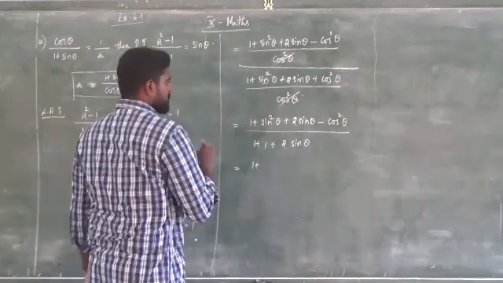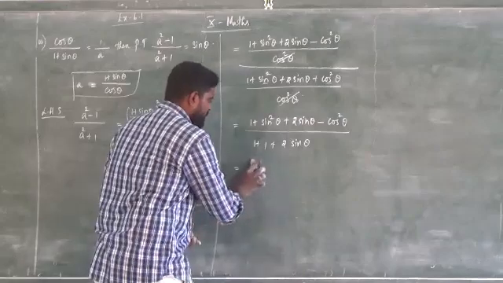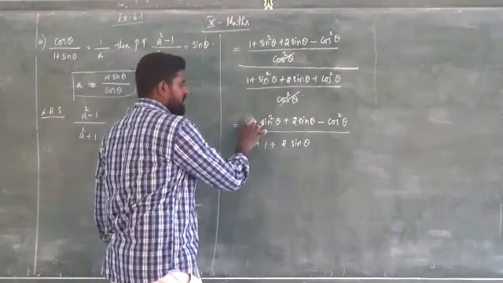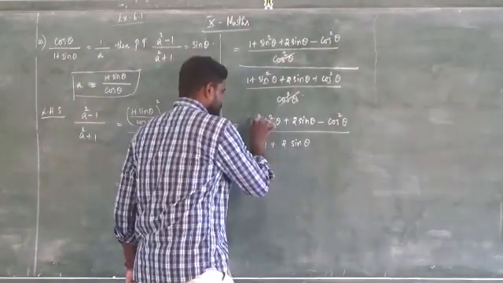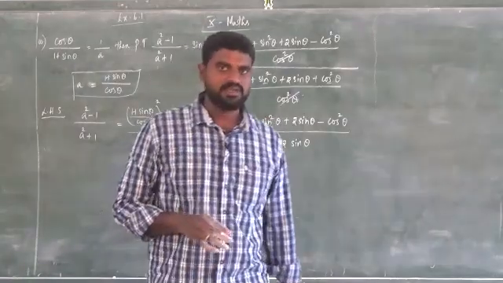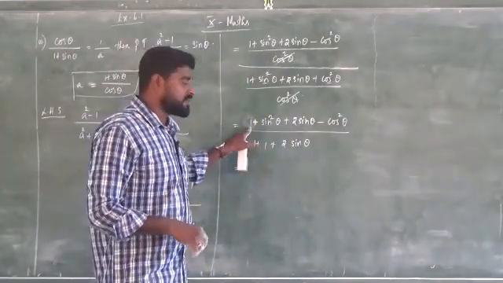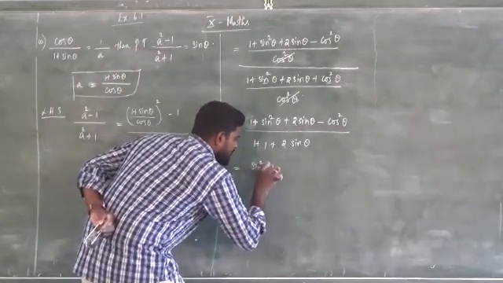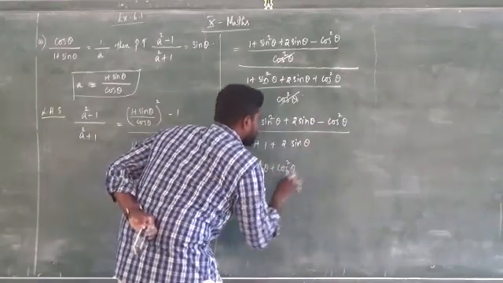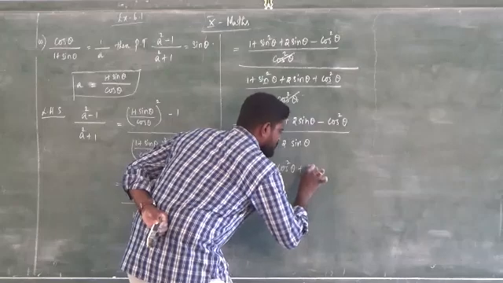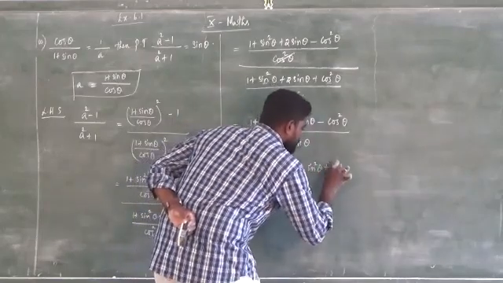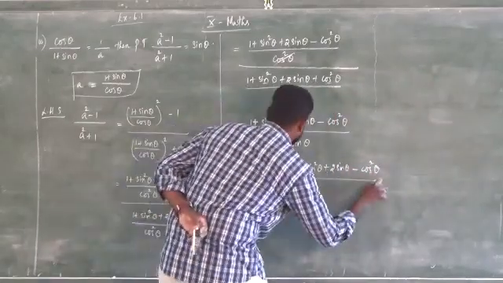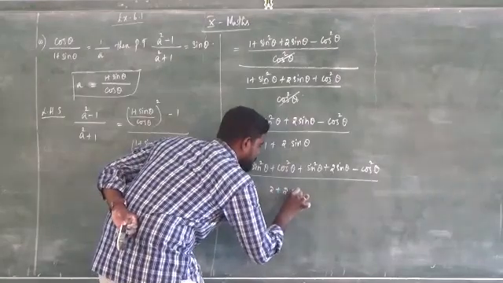So instead of this 1, we know the identity, what is 1? Instead of this 1, we can write sin square theta plus cos square theta. We know that sin square theta plus cos square theta is equal to 1. For the proof, we are taking instead of 1, sin square theta plus cos square theta. So instead of this 1, I can write sin square theta plus cos square theta plus remaining sin square theta plus 2 sin theta minus cos square theta, whole divided by 2 plus 2 sin theta.